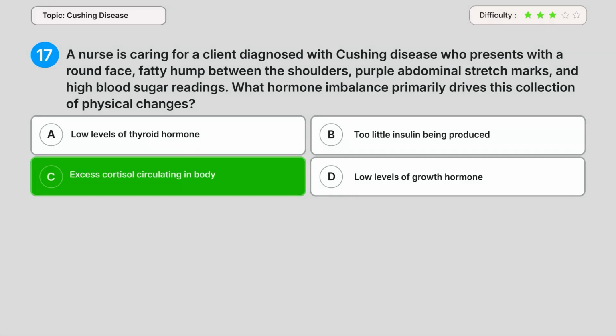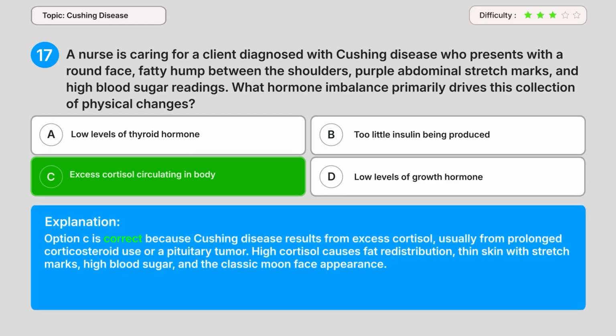Correct answer, C. Excess cortisol circulating in body. Explanation. Option C is correct because Cushing disease results from excess cortisol, usually from prolonged corticosteroid use or a pituitary tumour. High cortisol causes fat redistribution, thin skin with stretch marks, high blood sugar, and the classic moon face appearance.